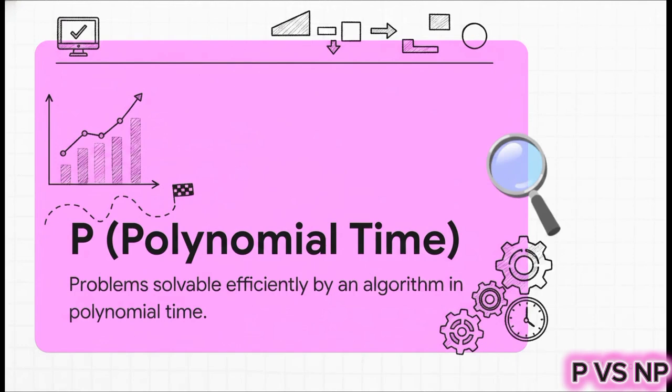P stands for polynomial time. Now, don't let the name scare you off. It's just a fancy way of saying a problem is easy or efficiently solvable for a computer. What that really means is, as the problem gets bigger, the time it takes to solve it grows in a predictable, manageable way. It doesn't just explode into needing centuries of computation time.